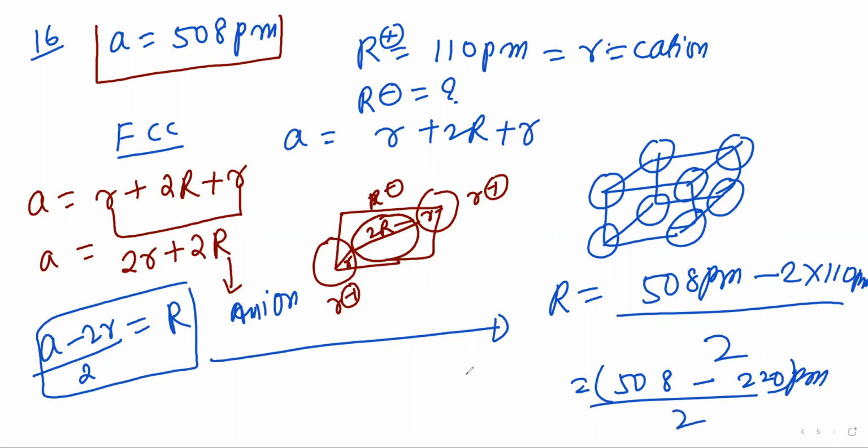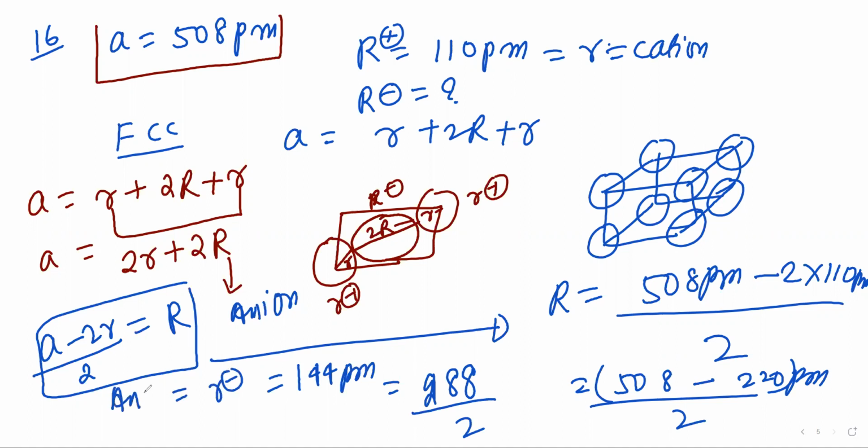So please subtract that one. So you will get 288 divided by 2. So it will be equal to 144 picometer. So this is the value of R minus, means anion. Right.